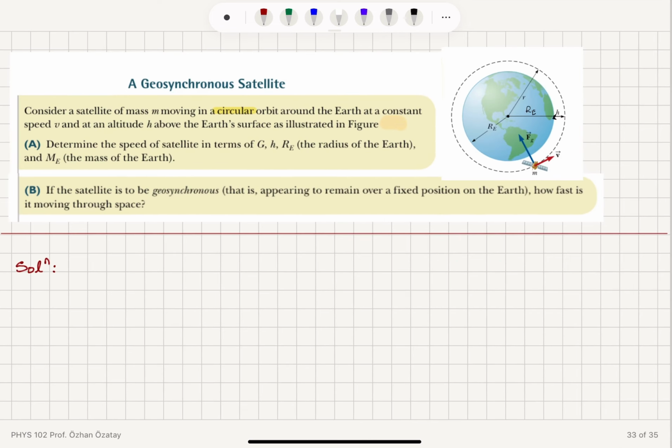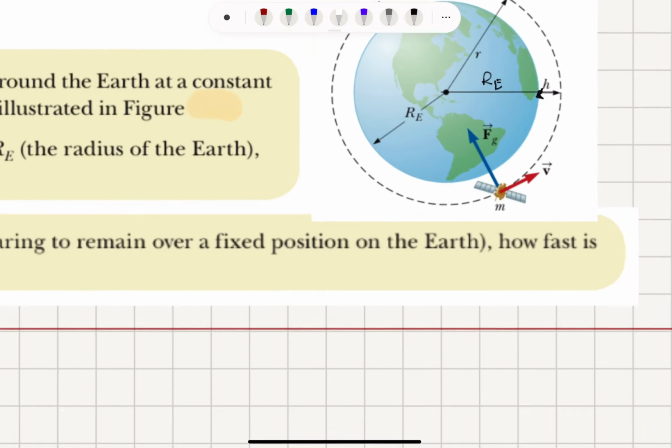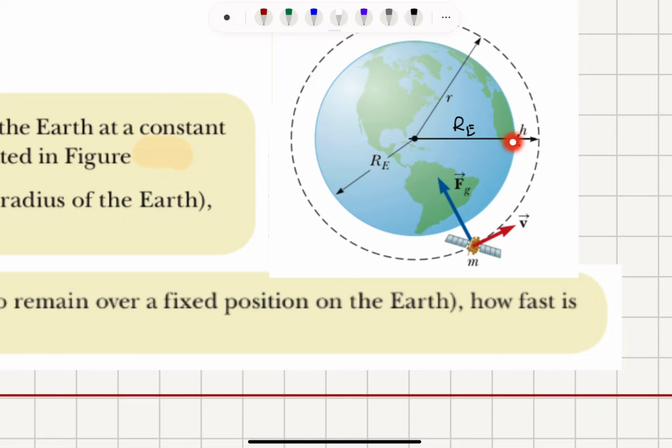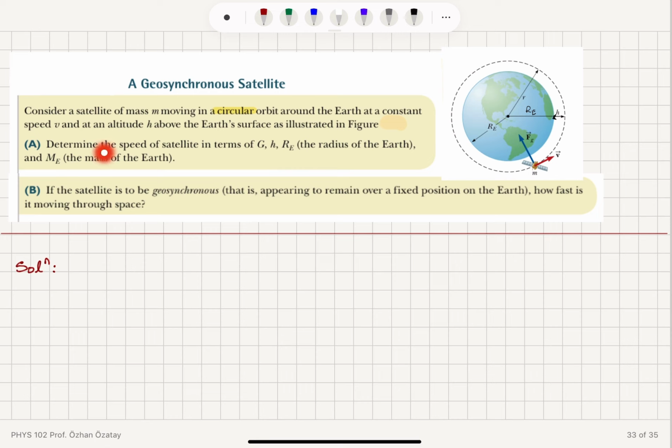Okay, another example. Consider a satellite of mass m moving in a circular orbit around the Earth at a constant speed v at an altitude h above the Earth's surface, as illustrated in the figure. So this is at a distance RE plus h in a circular orbit around the Earth. Determine the speed of the satellite in terms of G, h, the radius of the Earth and the mass of the Earth. And part B: if the satellite is to be geosynchronous, that is, appearing to remain over a fixed position on the Earth, how fast is it moving through space?